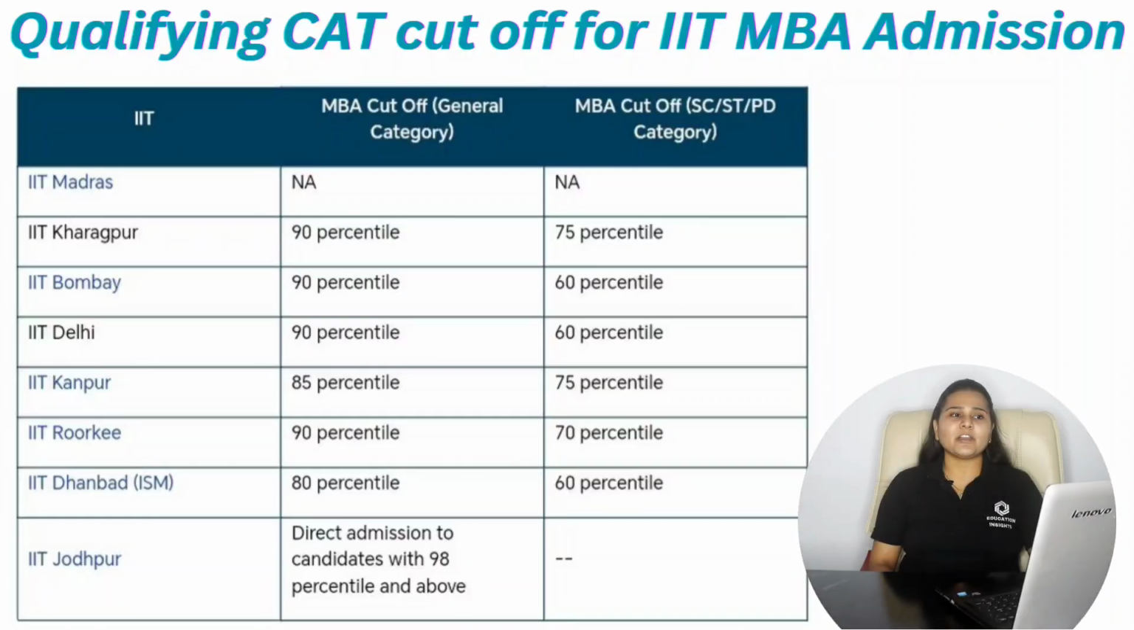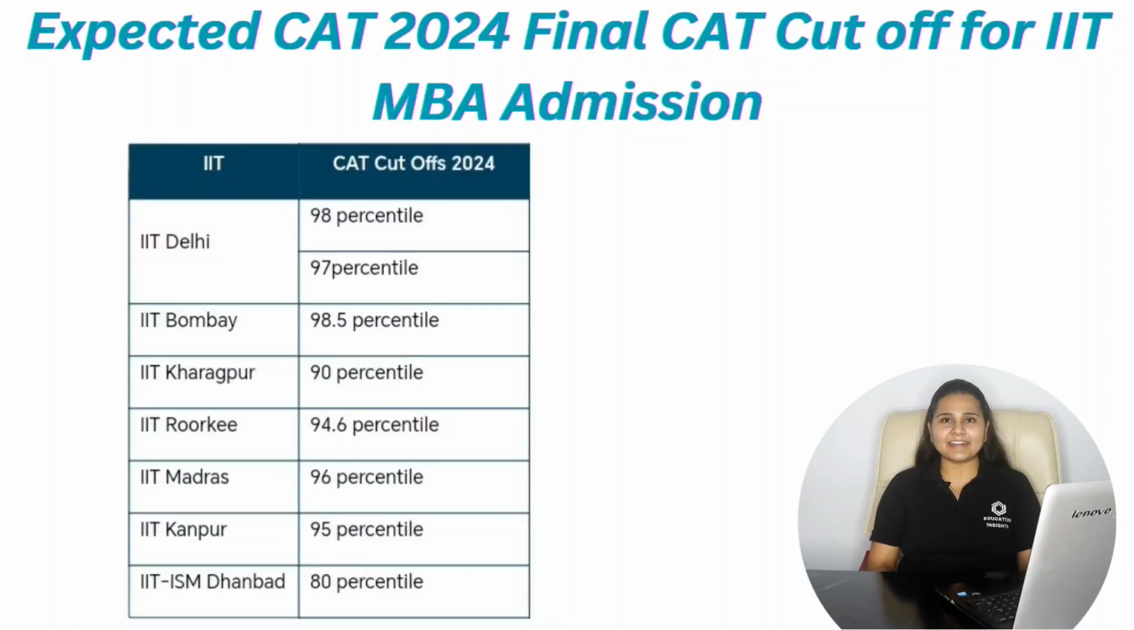So if we consider the qualifying CAT cutoff for IIT Delhi MBA admission, it is 90 percentile. So if you have an overall 97 to 98 percentile in your CAT entrance examination, you can consider the Indian Institute of Technology Delhi for the general category candidates. So this is all about the Indian Institute of Technology Delhi. The last date of application for IIT Delhi is 24th January 2025.